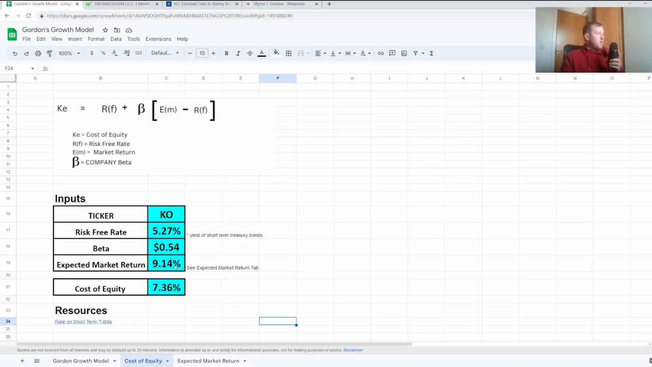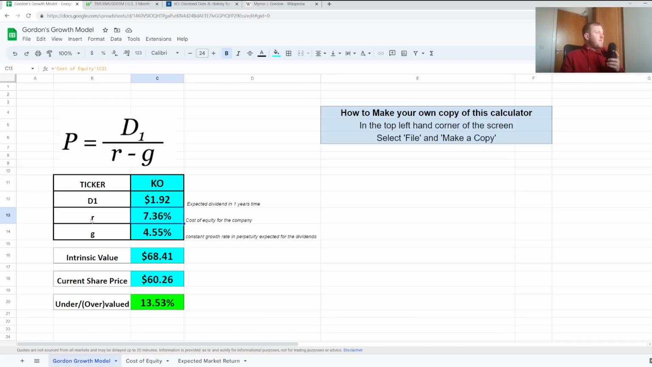So once I have all of those inputs added here, it will work out my cost of equity, which it is saying is for Coca-Cola right now 7.36%. And that is then going to feed in here as my R value for our Gordon growth model calculation. So I have all of my inputs now sorted, and it works out the intrinsic value of Coca-Cola at the moment at $68.41, which is actually 13.5% higher than the current market share price of Coca-Cola at $60.26.